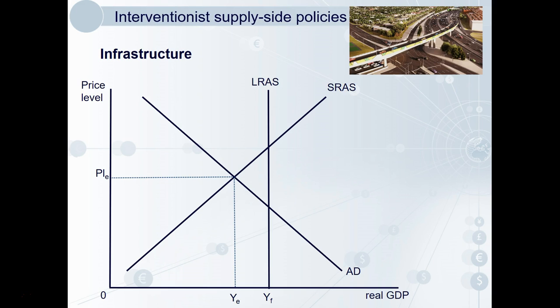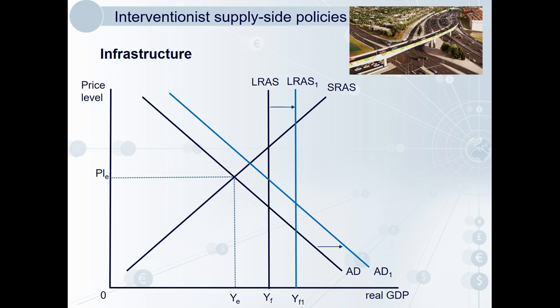Then there is infrastructure. The South Australian government is upgrading the Darlington intersection to allow for a smoother flow of traffic. This investment adds to the capital stock of the economy and represents an increase in the quantity of resources, shifting the potential output. Again, the initial spending on construction injects G into AD, shifting it to the right. Only on completion does the LRAS shift.